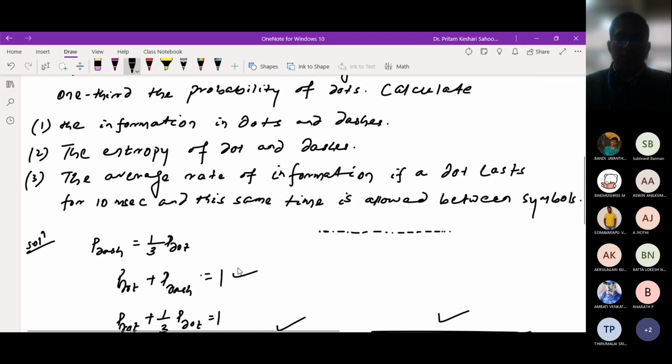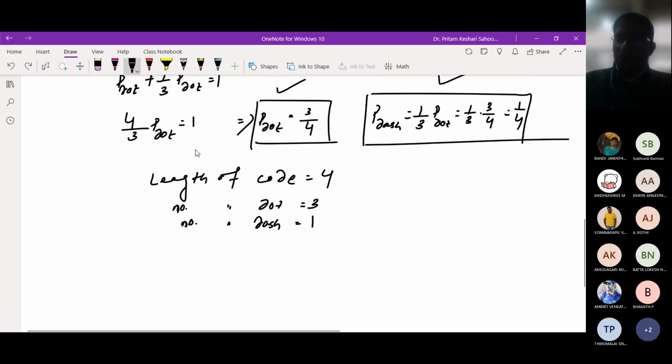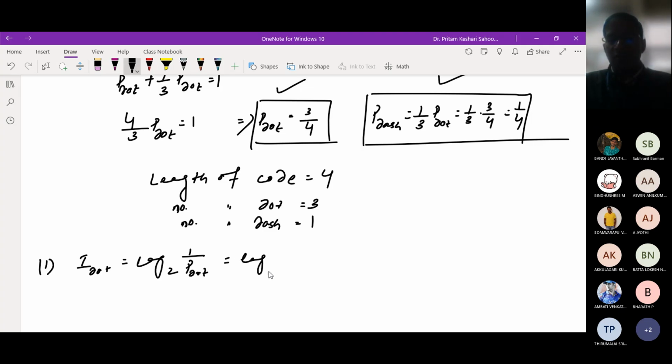So for the first question, we have to calculate the information. What is the information in dot? This is the first bit. The self information of dot is nothing but log base 2 of 1 divided by p(dot). That is log base 2 of, p(dot) being 3 by 4, 4 by 3. And the answer will be 0.415, and the unit will be bits. Always write the unit.